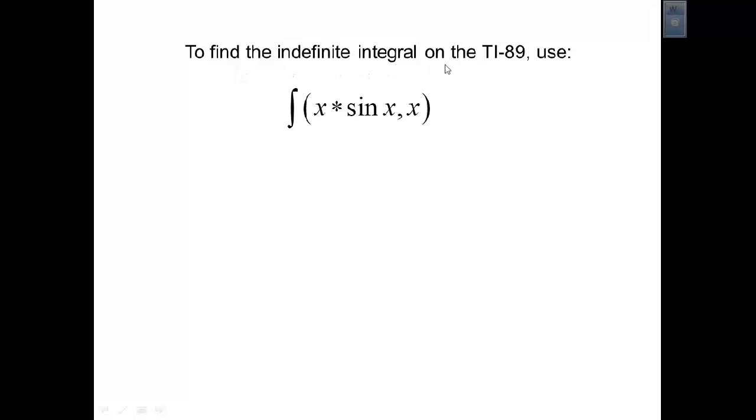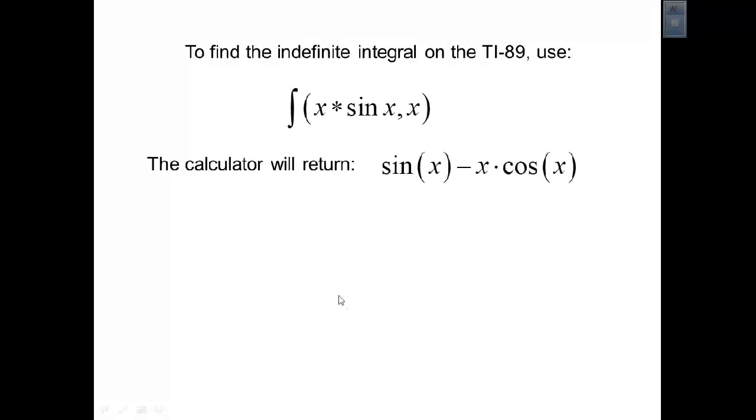All right, so to find the indefinite integral on a TI-89, you're going to use the integral thing. So do the integral. It'll open the parentheses. You put in the thing that you want to find the indefinite integral of, and then comma x and close parentheses. This will give you back the antiderivative of that, sine x minus x cosine x. Now we're going to learn how to do this by hand, but I want you to know how to do it with the TI-89 as well.